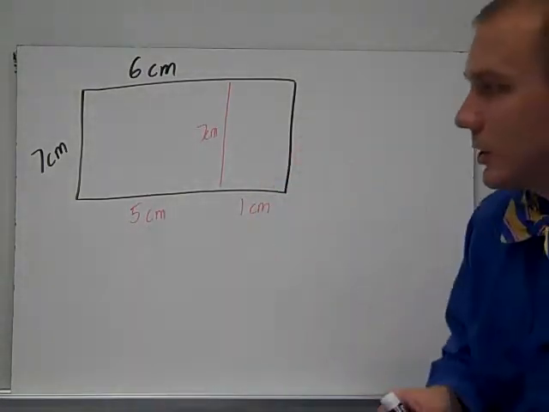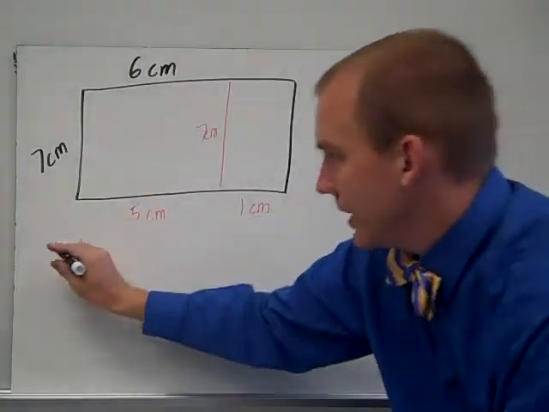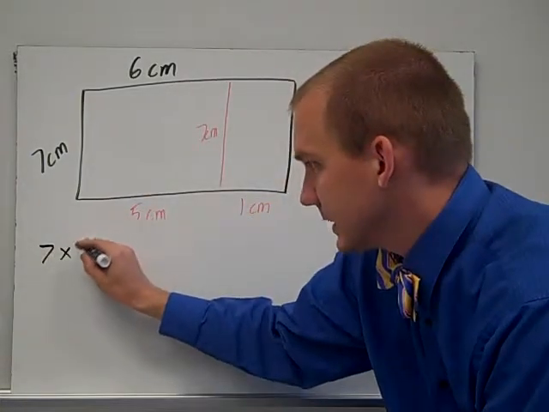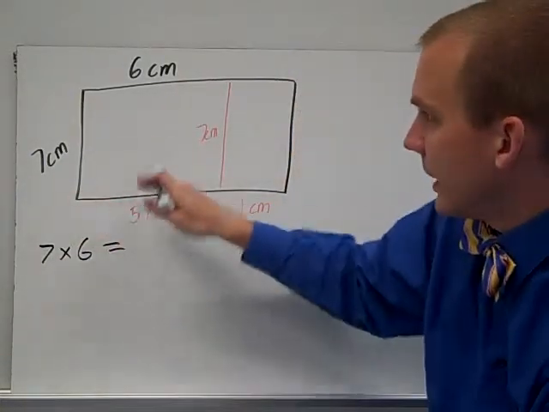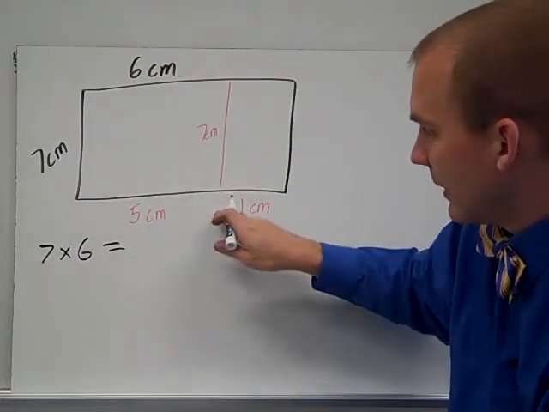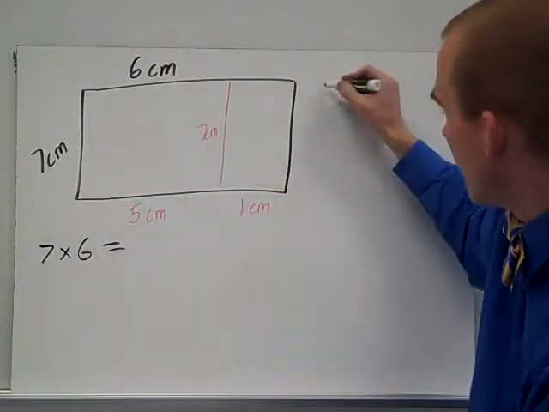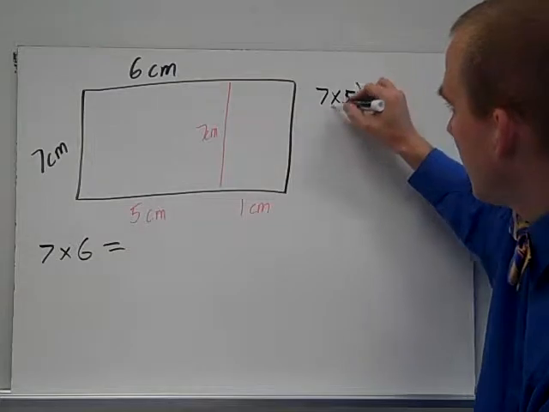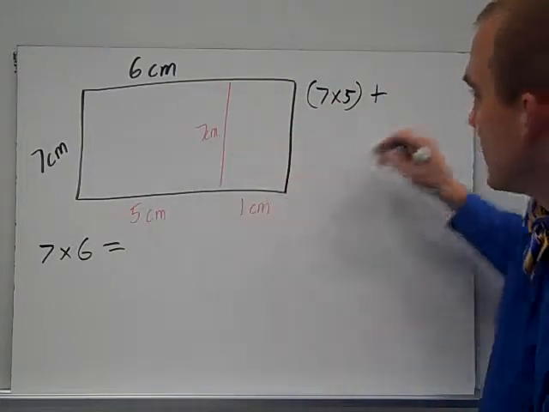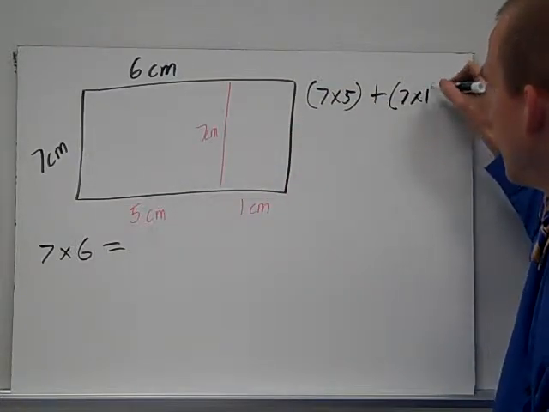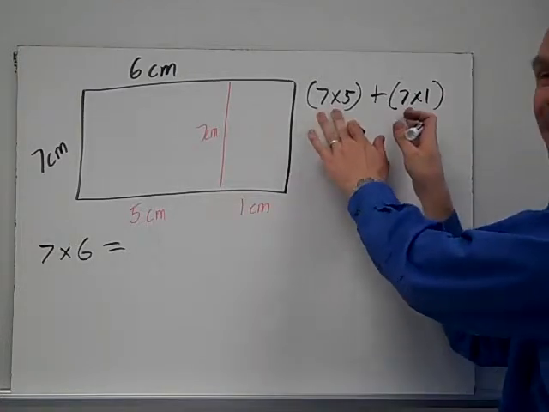Alright, now I'm going to go through and solve this. So we're trying to figure out what 7 times 6 is. To do that, I'm going to break the 6 apart into 5 plus 1. So I'm going to do 7 times 5 plus 7 times 1. This all of a sudden became a lot easier to me.